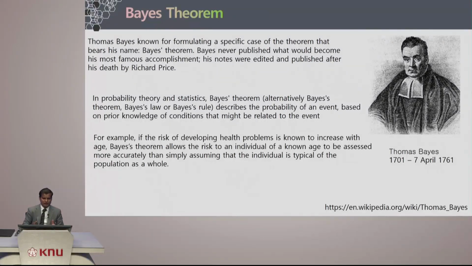Yes, so basically this is how Bayes theorem goes on. Here is an example given to us: if the risk of developing a health problem is known to increase with age, then Bayes theorem allows the risk to an individual of known age to be assessed more accurately than simply assuming the individual is typical of the population as a whole. So he is considering other factors that would affect this particular event.